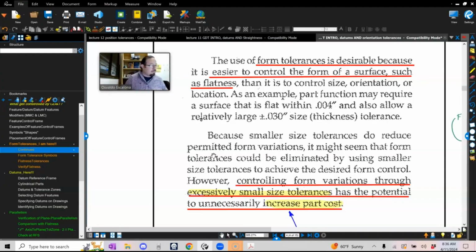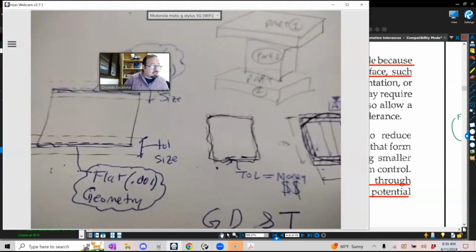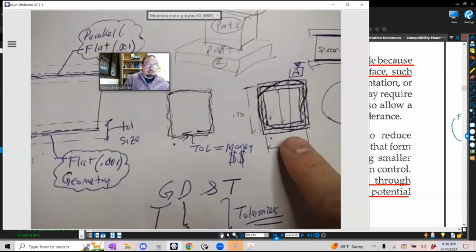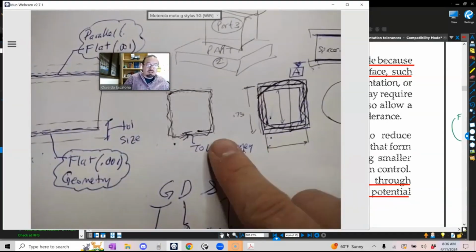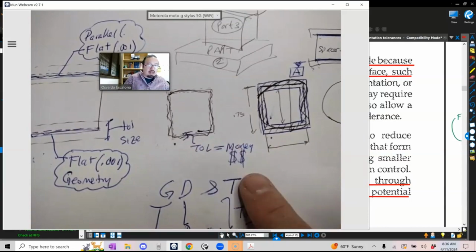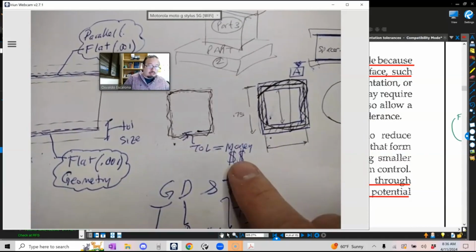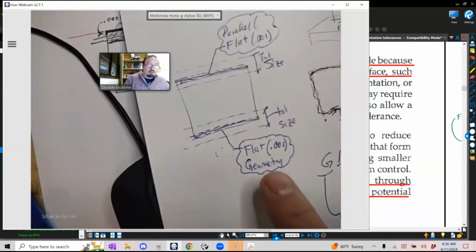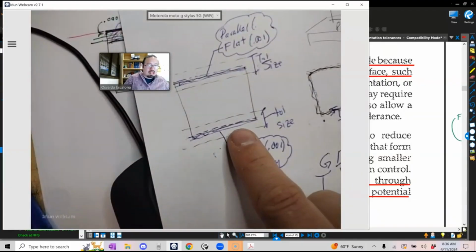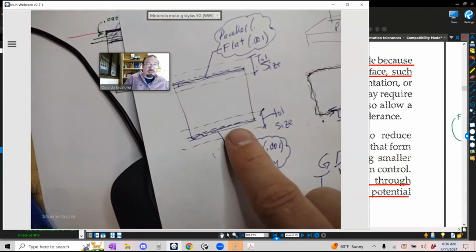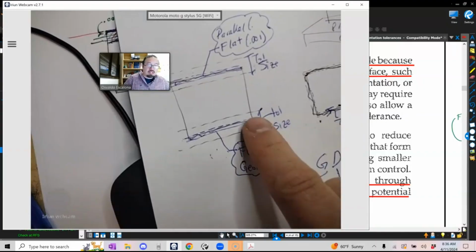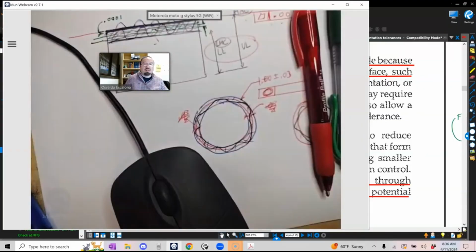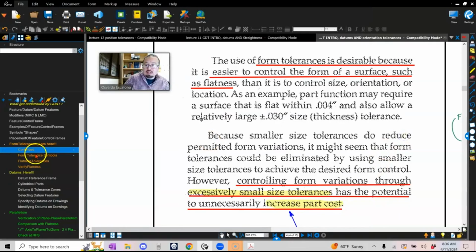This is exactly what I told you guys at the beginning of the class, right? If you have this type of shape and you want to reduce the tolerance of the size, it will cost money. It is better to do this. That one will control the function of the part while still keeping this size tolerance as big as possible, right? By controlling the function of the part in itself.